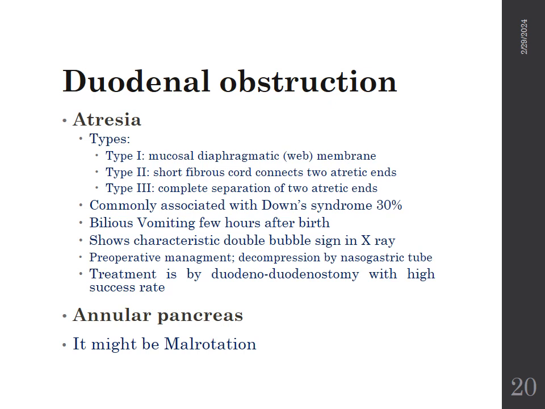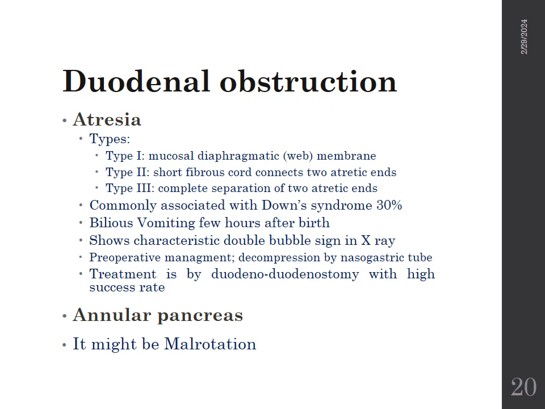Bilious vomiting commonly occurs a few hours after birth. When we do an X-ray, very commonly there is the typical characteristic double bubble sign. The preoperative management that concerns us mainly is that if the patient is dehydrated, we need to do fluid and electrolyte balance very well adjusted, and we need to do a decompression by the nasogastric tube. We introduce a nasogastric tube and keep it open so that it relieves all the fluid and the bilious secretions so that we don't have any abdominal distension.